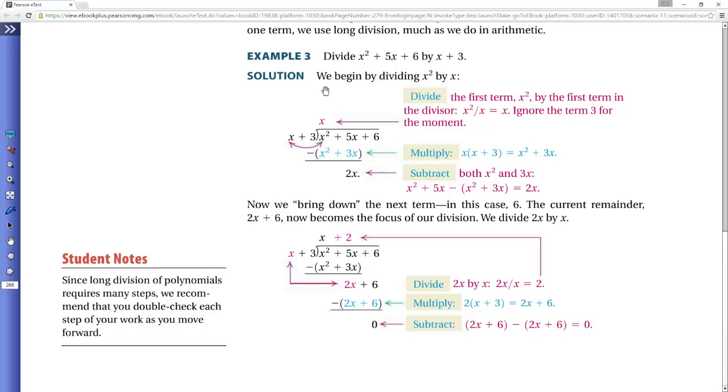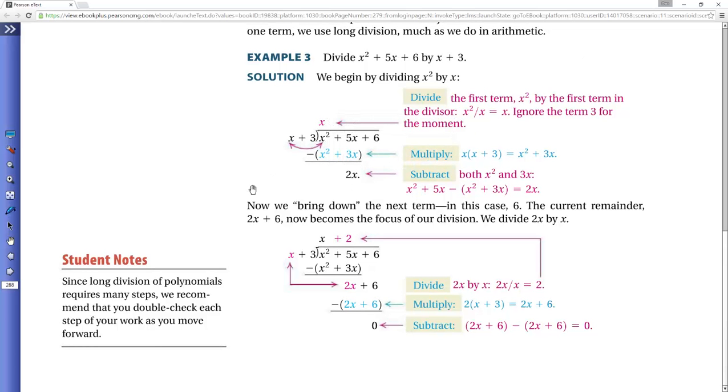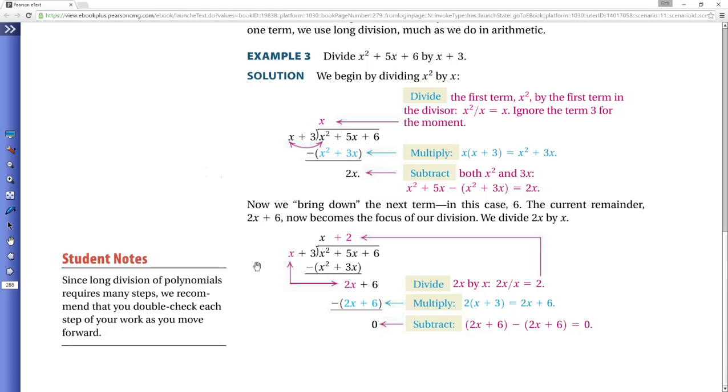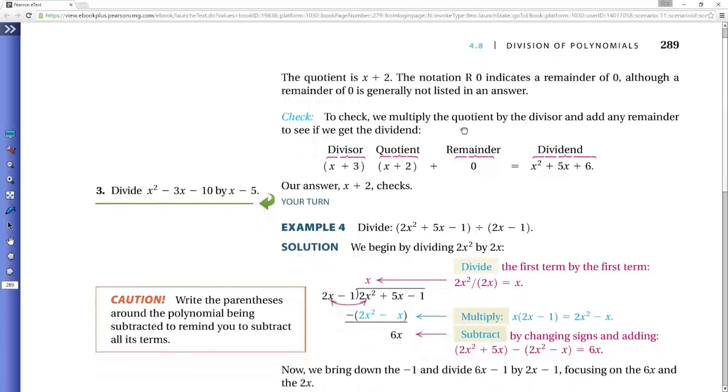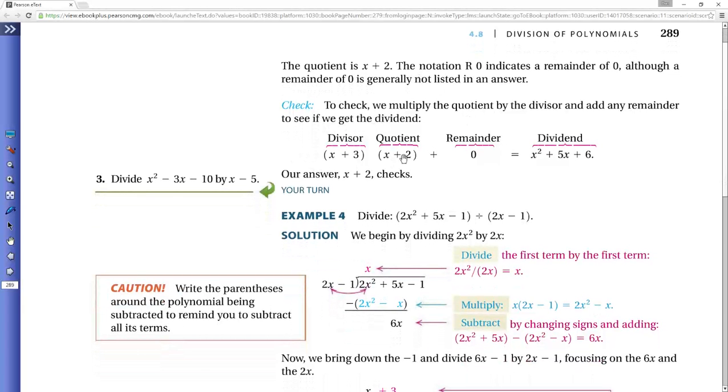Now, a real key part of this is to check. It's very easy to make some errors in this process, especially when you're first starting this. But I can check. I can take my quotient here, x plus 2, and multiply it times the divisor, x plus 3, and I should get this polynomial back. And that's what they do next here, is they check that. And they also talk about one other thing here. I kind of skipped to that.